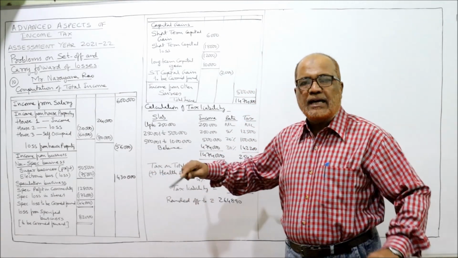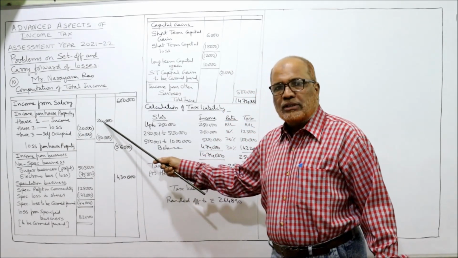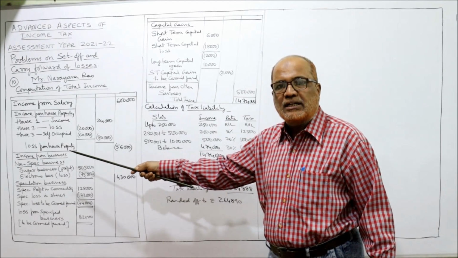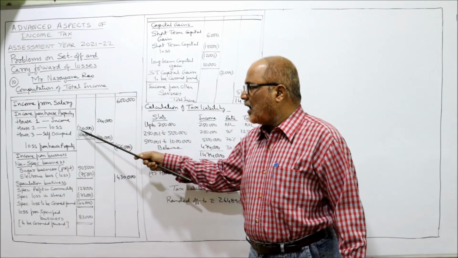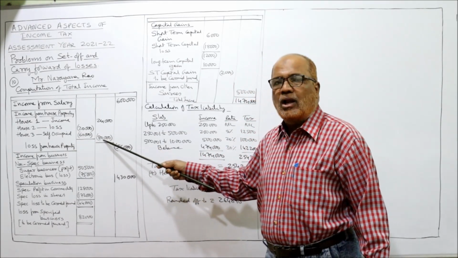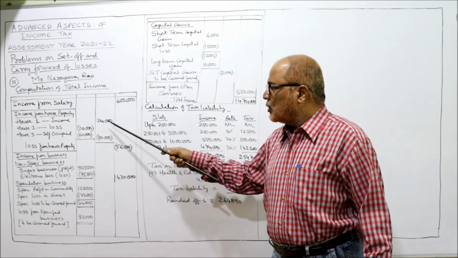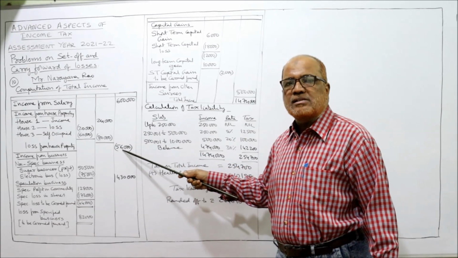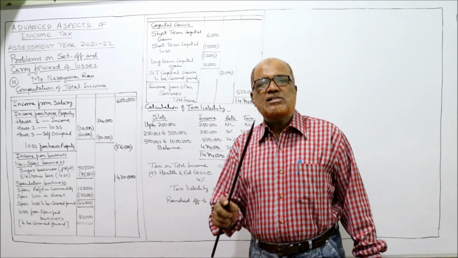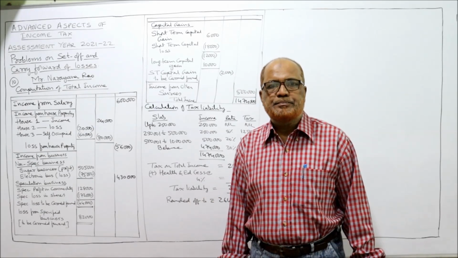So how should we make the intra-head set off within the same head? House number 1, income 24,000. From this income, we deduct the losses. The second house and third house losses are there. The second house 20,000 loss, third house 60,000. So total 80,000 is the loss. So 24,000 income, 80,000 loss. So 24 minus 80 is minus 56. So this is the loss from house property, minus 56,000. This loss from house property can be set off from any other income, right?